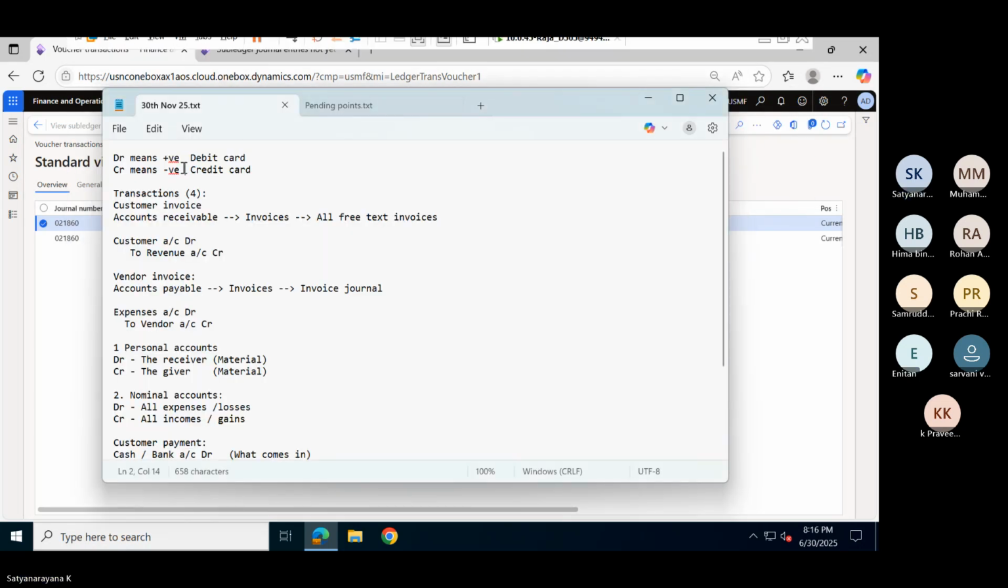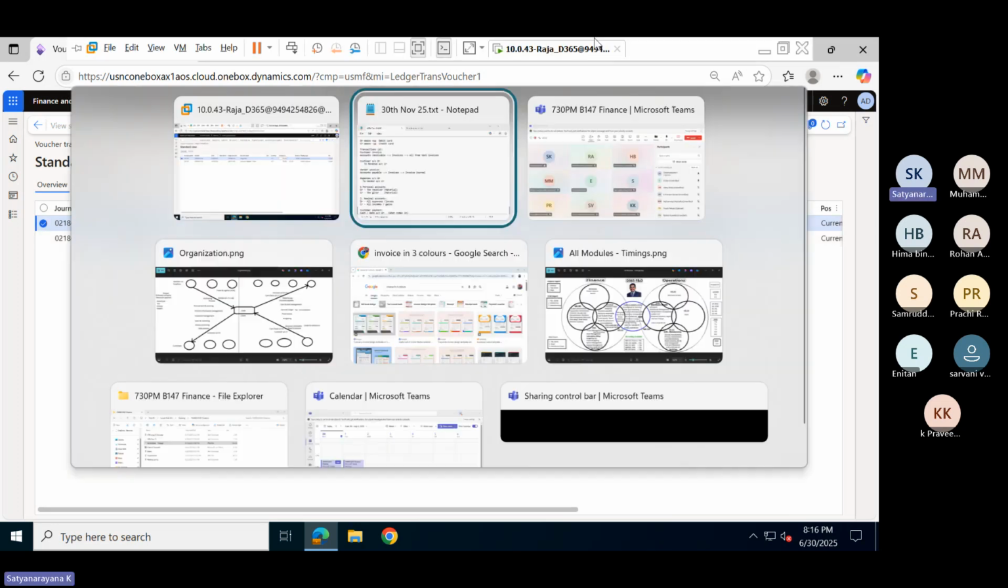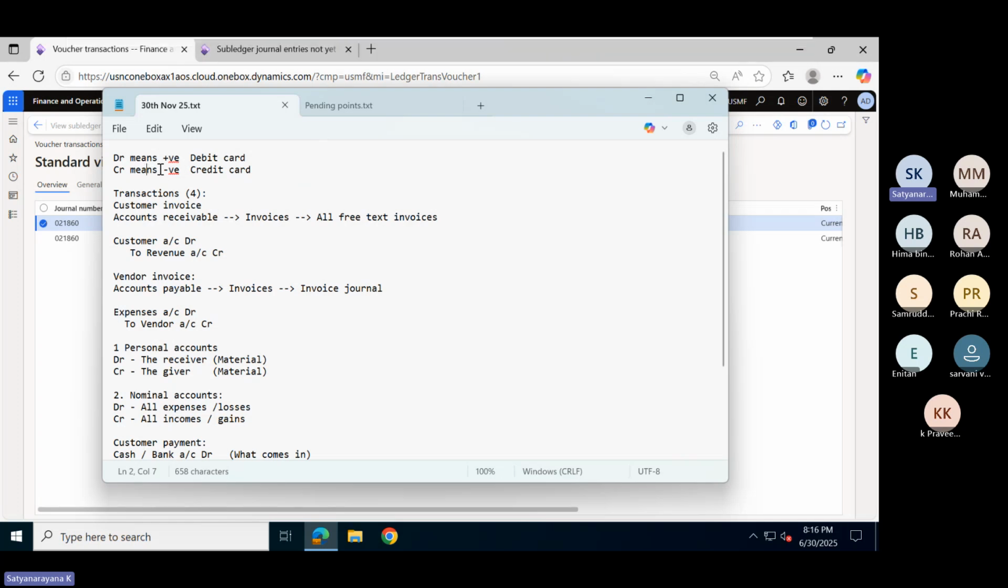If we don't have any symbol, it is positive. If you have a symbol, it is minus. So I told you, credit means negative. Credit means negative. Debit means positive. Many people, including me also, had confusion when learning. When I was learning, it was a confusion to me as well.